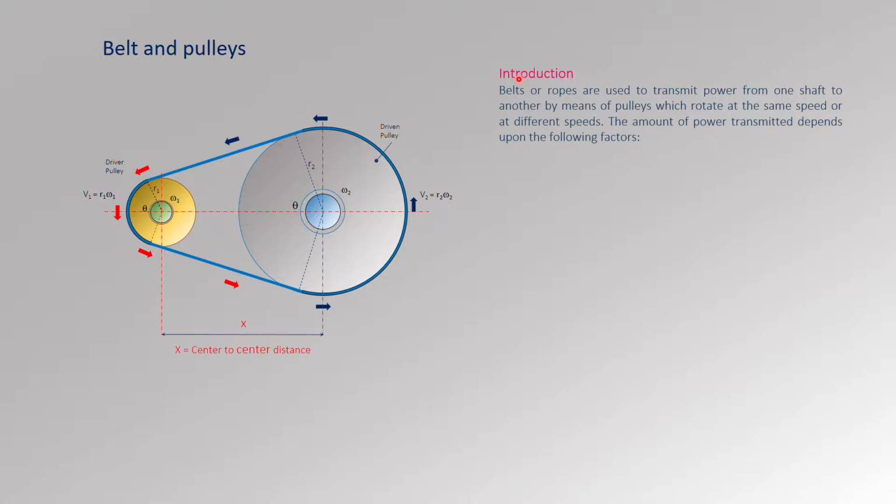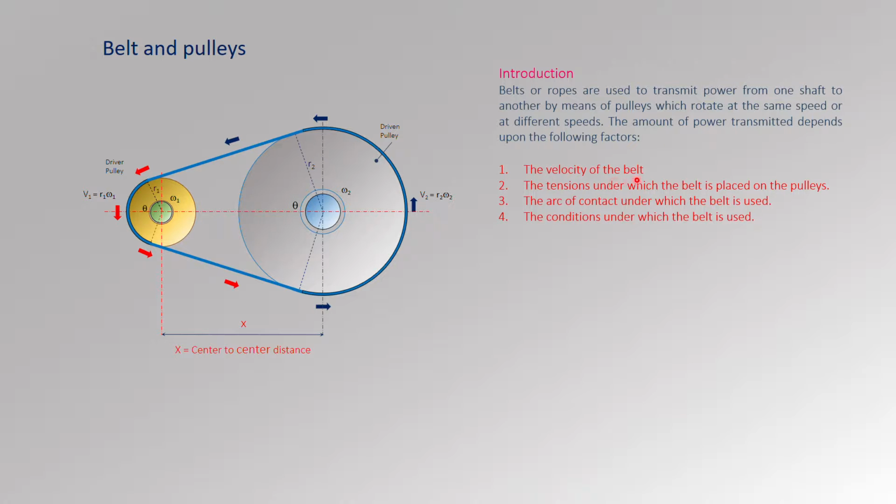Okay, now the introduction. Belts or ropes are used to transmit power from one shaft to another by means of pulleys which rotate at the same speed or at different speeds. The amount of power transmitted depends upon the following factors. So how much power is transmitted, whether there is a slippage between the belt and the pulley or not, actually depends on the following factors.